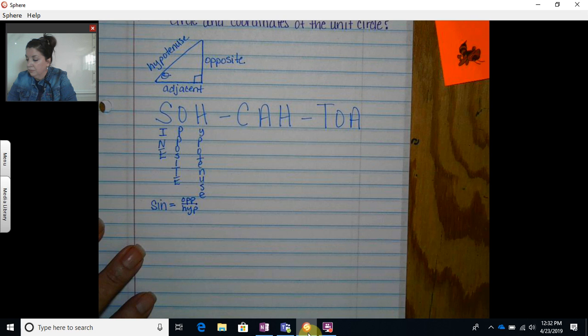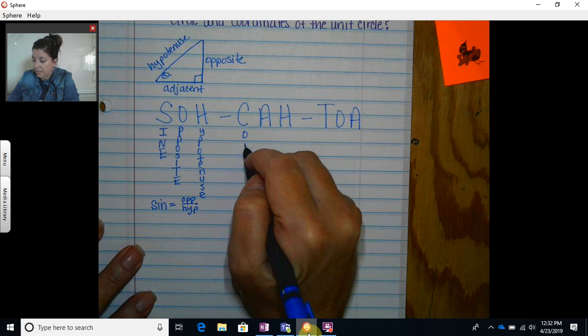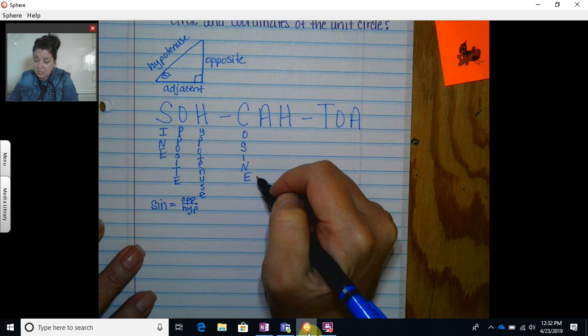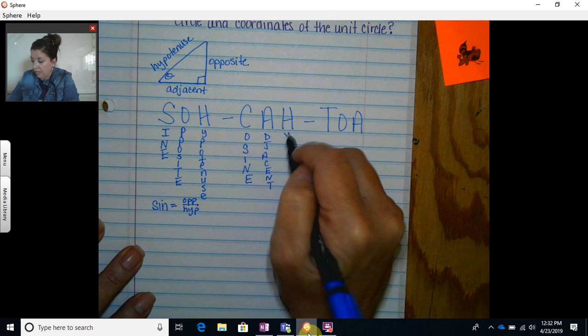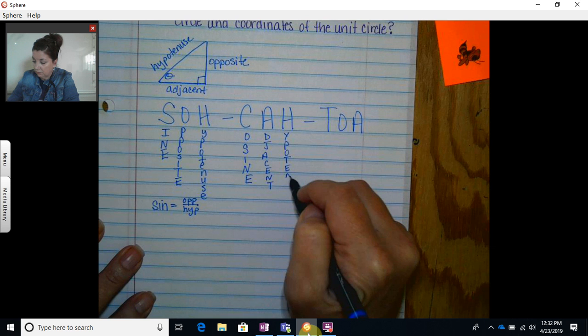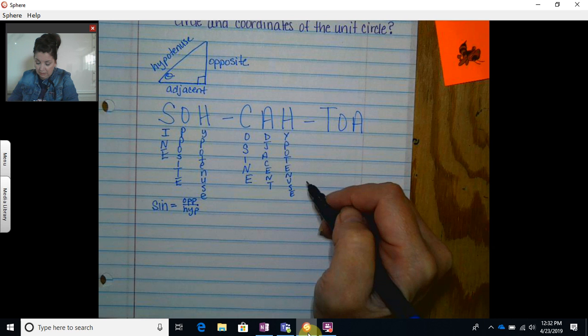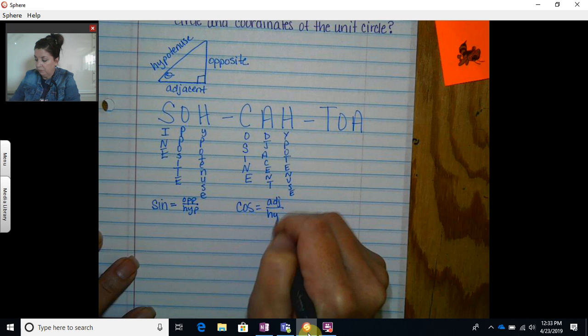CAH, that's what we use to find our cosine, C-O-S-I-N-E. To find the cosine, you take the length of the adjacent side and put it over the length of the hypotenuse. The cosine abbreviation is COS. So cosine equals adjacent over hypotenuse.